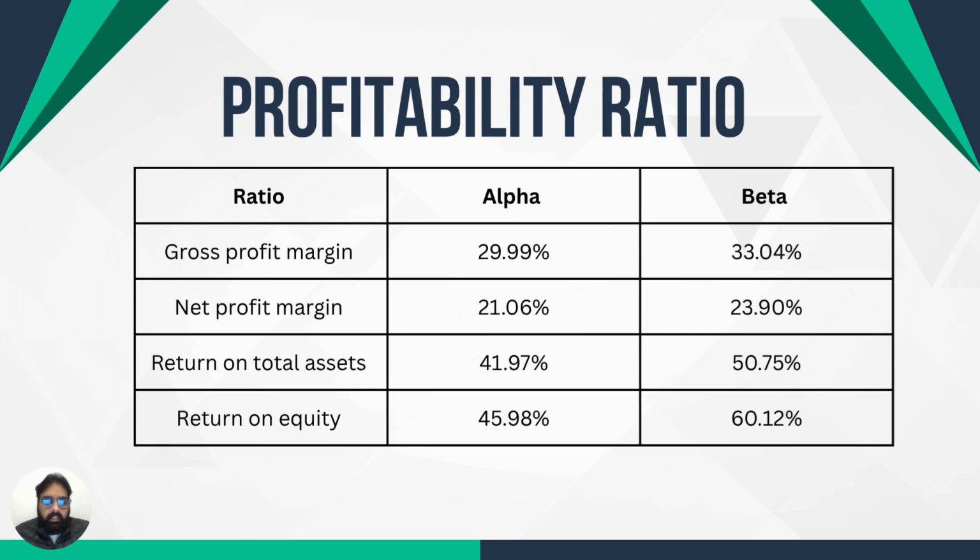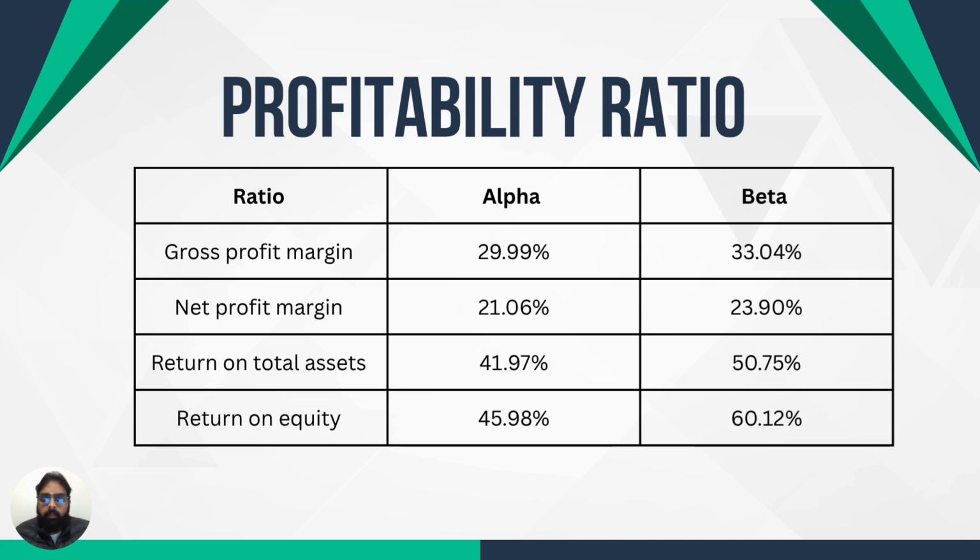And coming towards the last point of profitability, the return on equity, beta again outperforms alpha with an ROE of 60.12% as compared to alpha's 45.98%, indicating that beta provides a higher return to shareholders on their invested capital. So overall, beta demonstrates stronger profitability, efficiency, and shareholder returns, suggesting it is financially more effective than alpha.